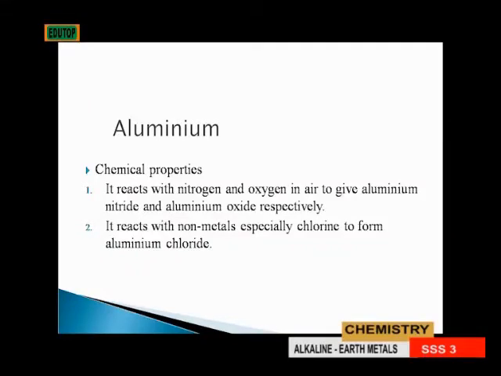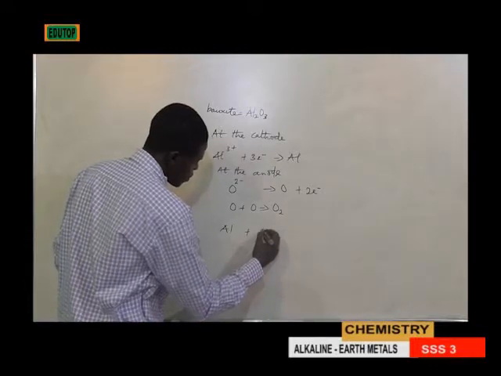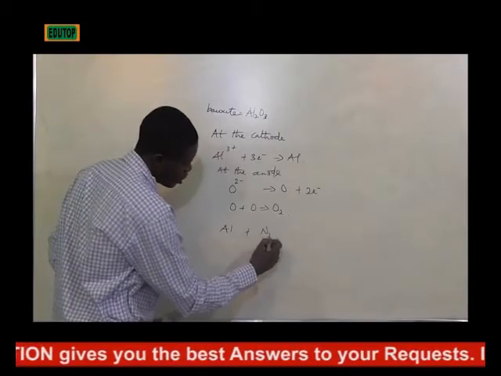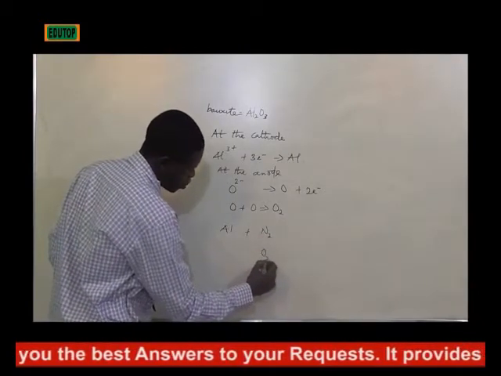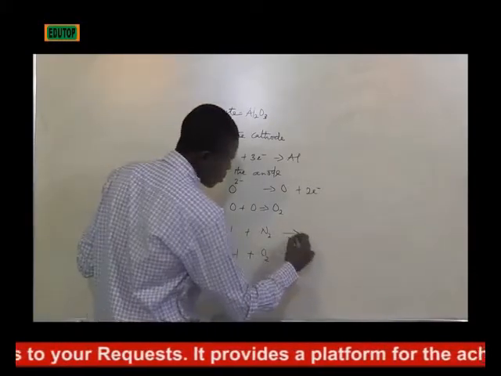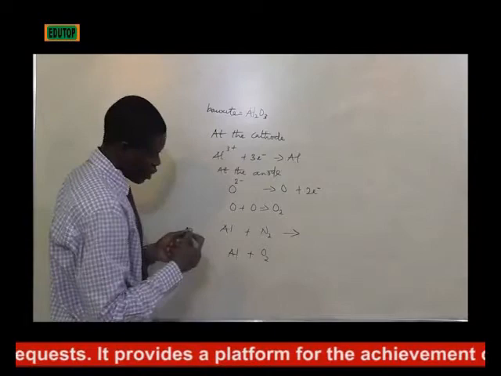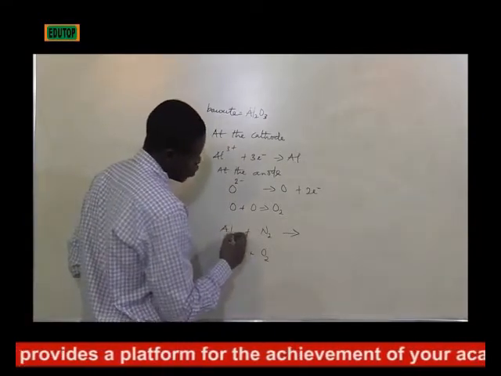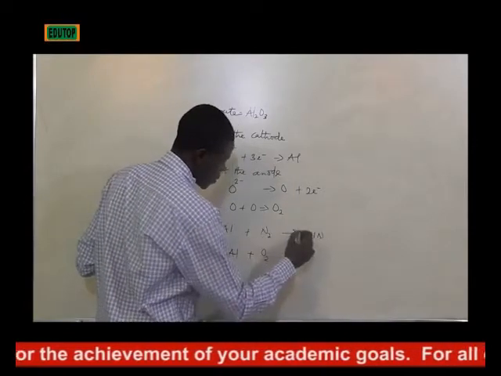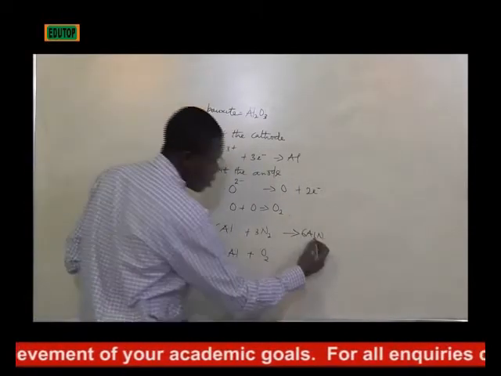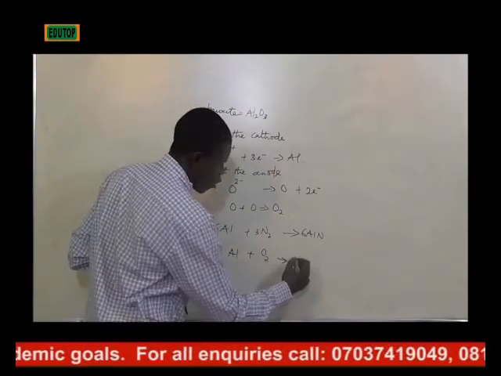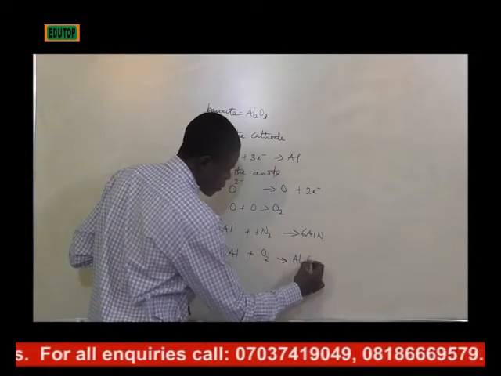Aluminium reacts with air to give, and you know that in air you have your nitrogen and also your oxygen. So aluminium reacts with air, which comprises nitrogen and oxygen as some of its species, to give aluminium nitride in this respect. So this is aluminium nitride, while in the case of oxygen, you have aluminium oxide.